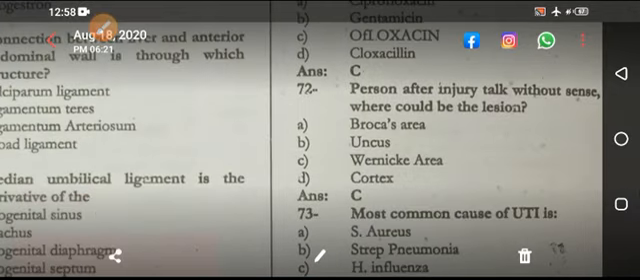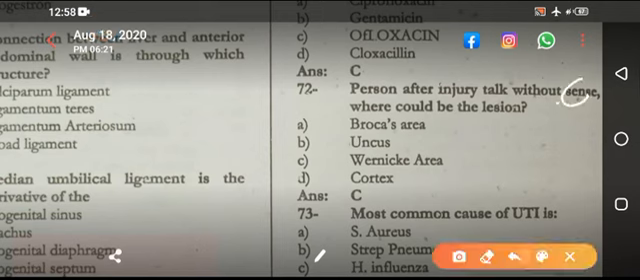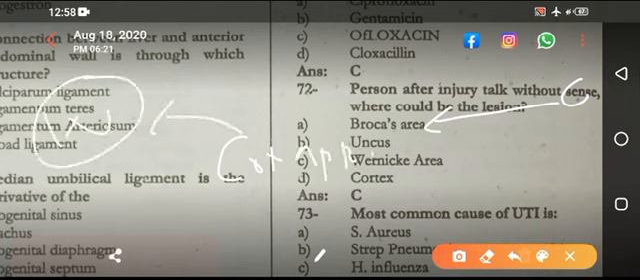Person after injury talks without sense. Now, whenever there is no sense, it means there is no comprehension. If there is no comprehension, it means this is Wernicke's. But if there is comprehension, and the person cannot deliver the message, then this is Broca's aphasia.